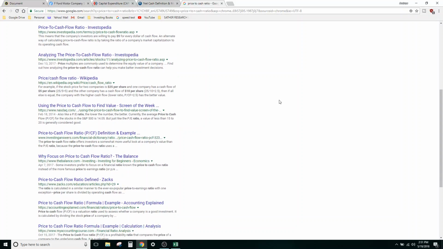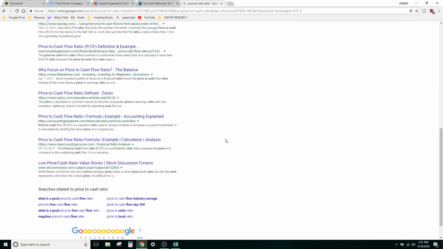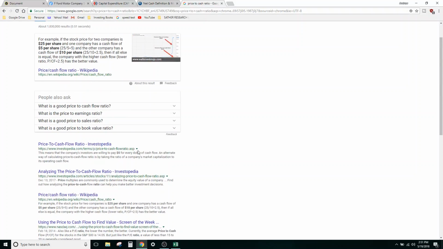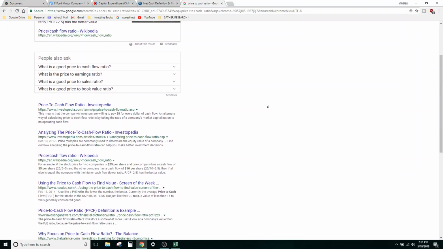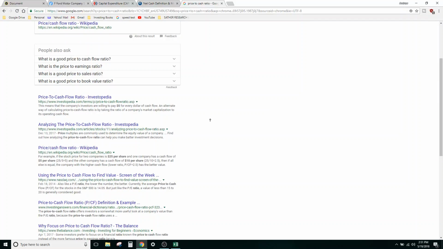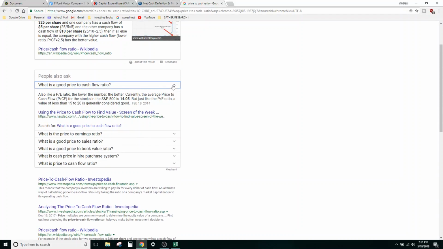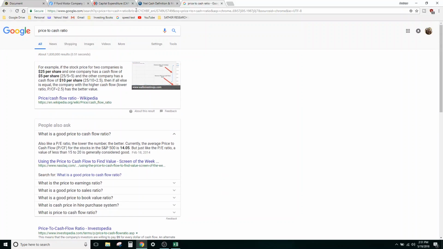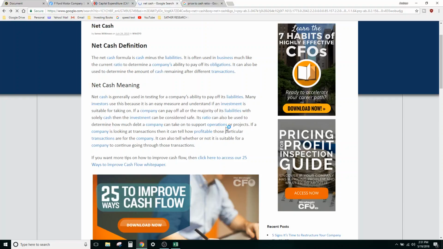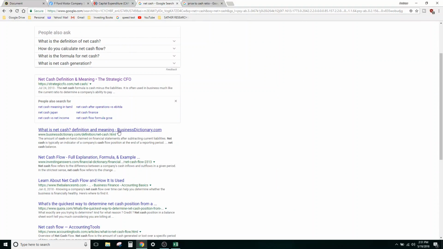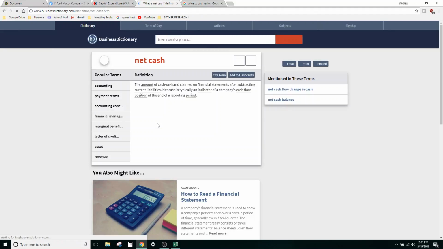Actually, when I first started out in 2013, there was more usage of P to C rather than P to CF. So it looks like the internet's changing. People are using more of this P to CF, this net cash thing. So there's no debate anymore. It looks like everybody's using this implementation, basically.